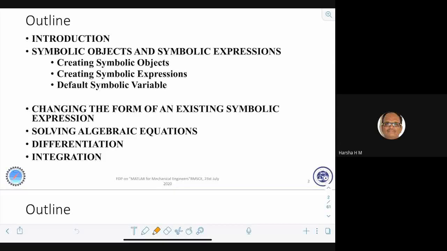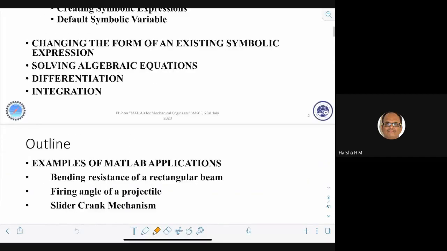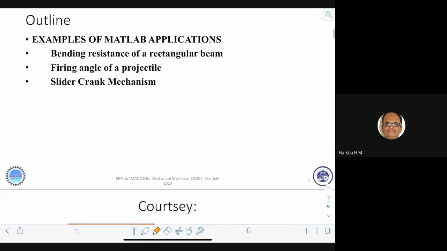How to create symbolic objects and expressions, then changing the form of an existing symbolic expression, solving algebraic equations, differentiation in symbolic differentiation, symbolic integrations, and then we will try to look at a few applications. One is on bending resistance of a rectangular beam, firing angle of a projectile using symbolic, and slider crank mechanism, covering both analytical and symbolic approaches to get solutions to this problem.